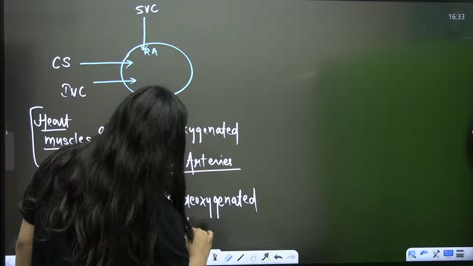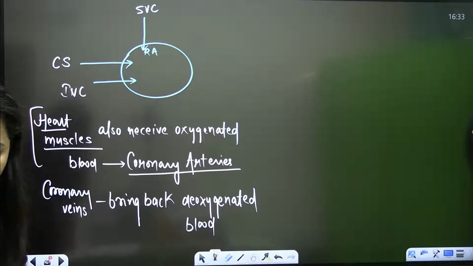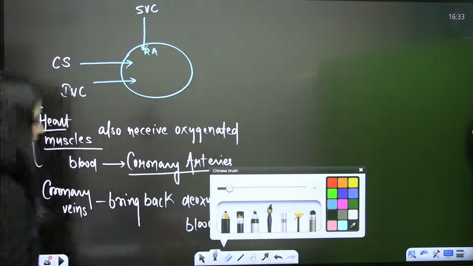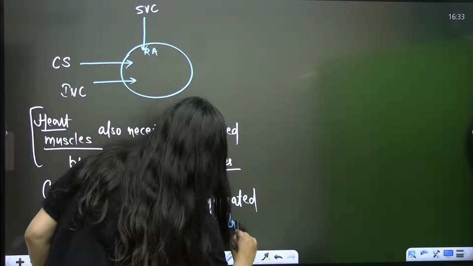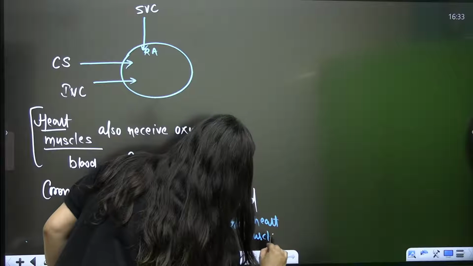Deoxygenated blood. Are you getting it? Yes. So coronary veins bring back deoxygenated blood from the heart muscles. Let me write it here. From heart muscles. Are you getting it?